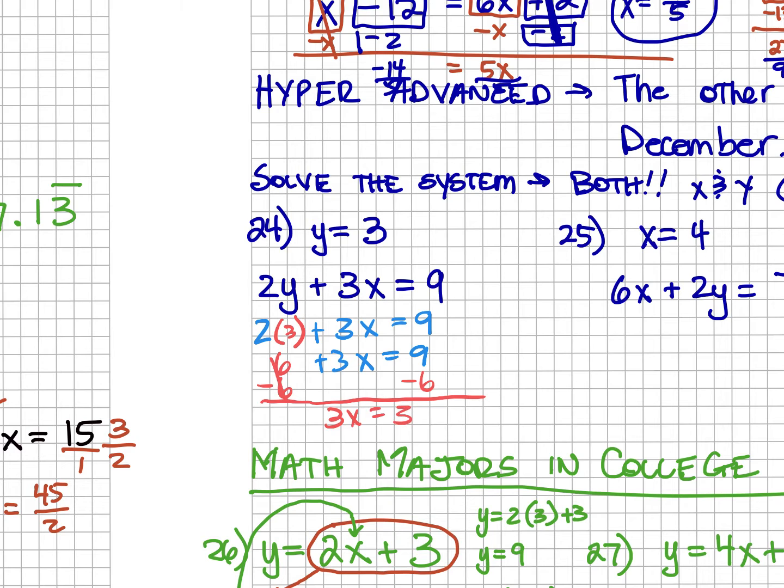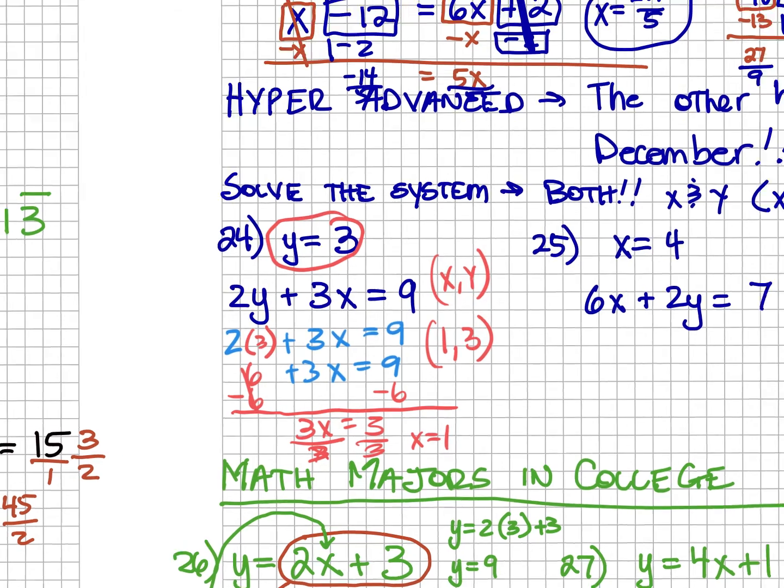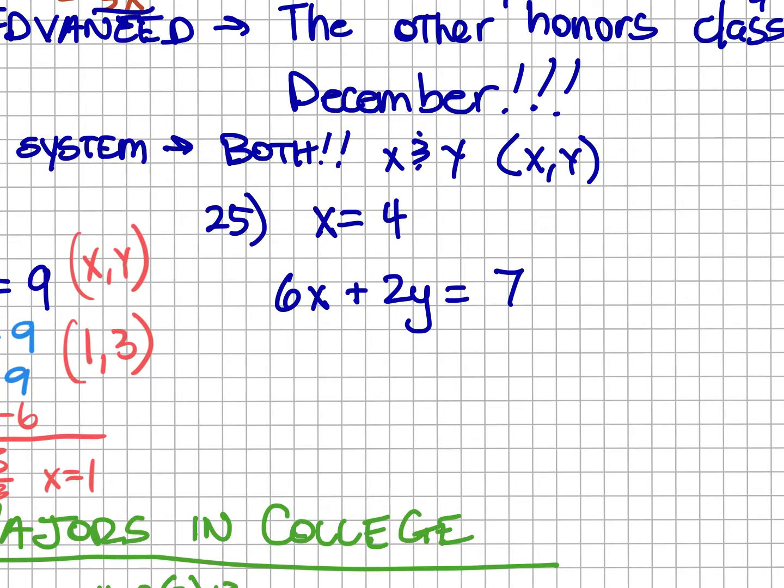3x equals 3. Divide by 3. x equals 1. And we already know that y equals 3 because they told us. So this is 1, 3, because you always say x, y. So for all these, we have to figure out both of them. Luckily, we didn't have to figure out y. They already told us.